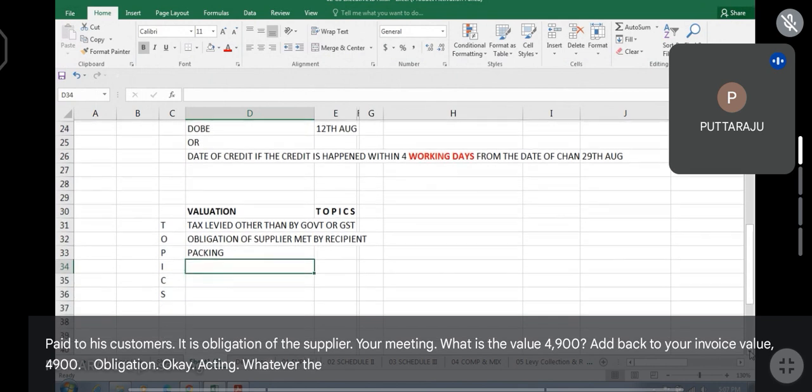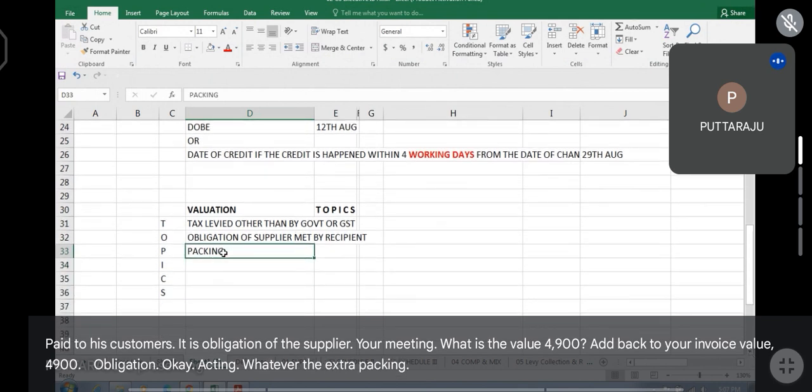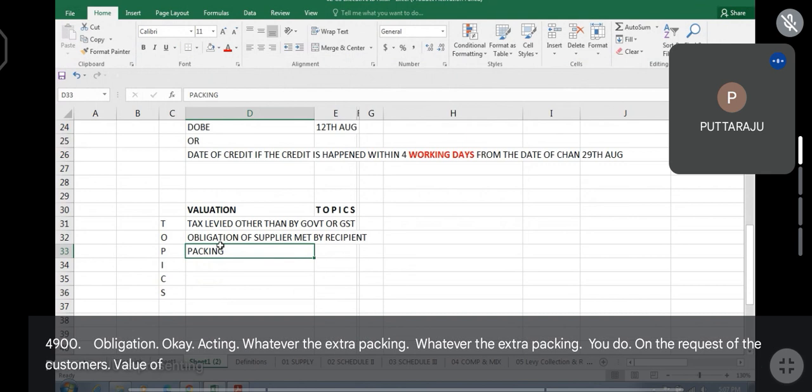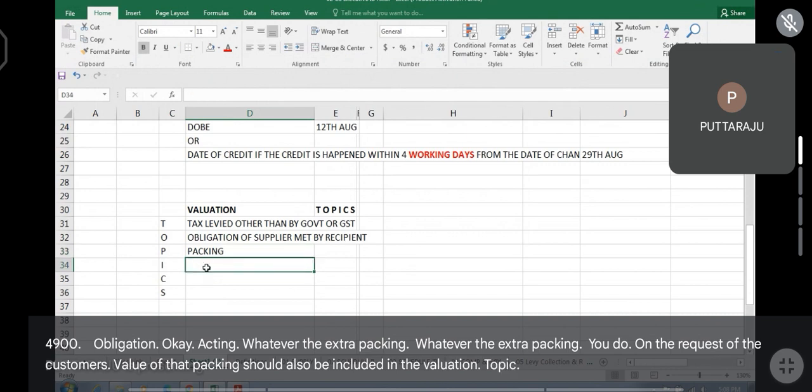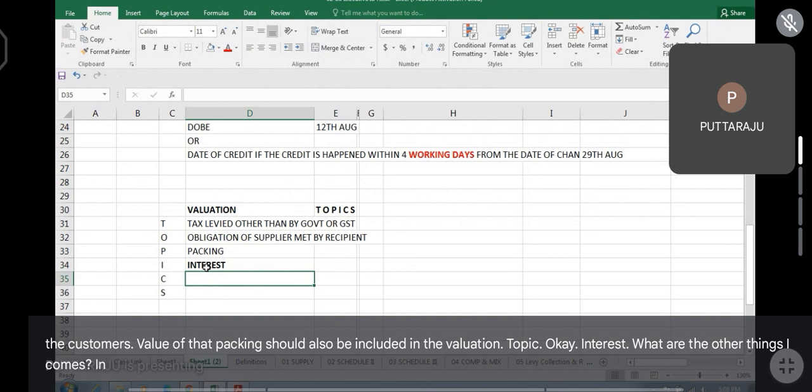Okay. Whatever the extra packing you do on the request of the customers, the value of that packing should also be included in the valuation. Topic. Okay. Interest. What are the other things? I comes. Interest. Incidental charges. Sorry.